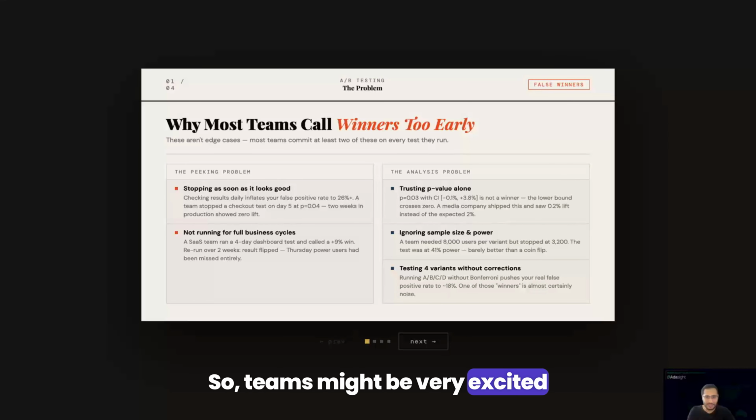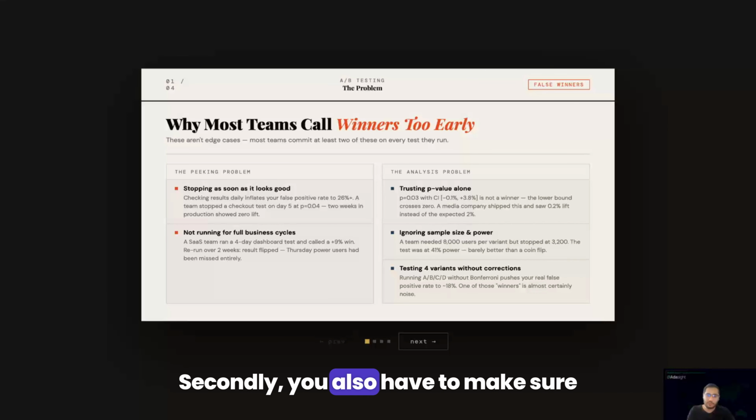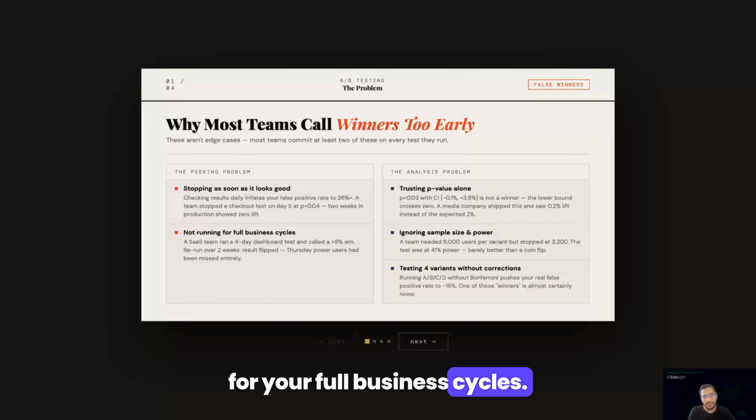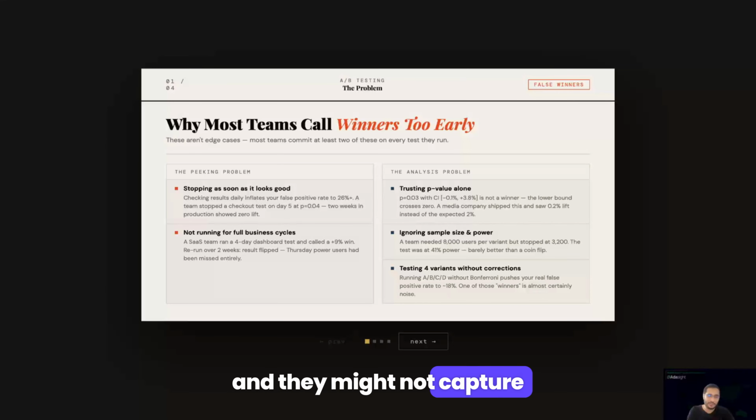So teams might be very excited and looking at their results every day, wondering if the results are positive, so this is it, and they might declare a winner, but that's going to be a false winner. Secondly, you also have to make sure that you're running your experiments for your full business cycles. So teams might be running their experiment for 4 days and they might not capture their weekend behavior. So you have to make sure that you capture all of your user behavior while you're running your experimentation.